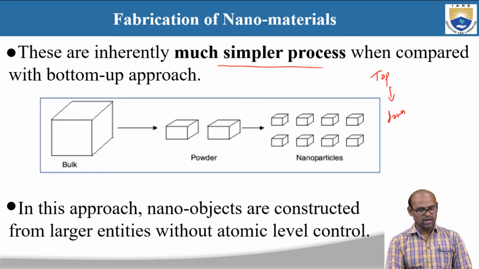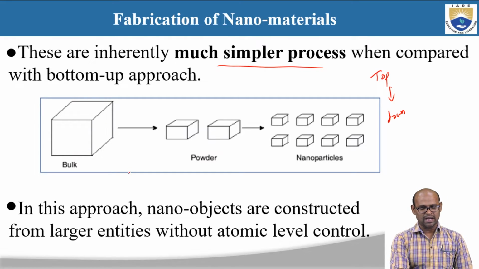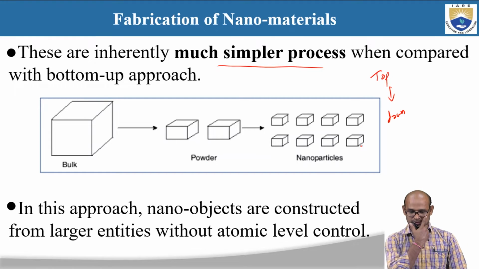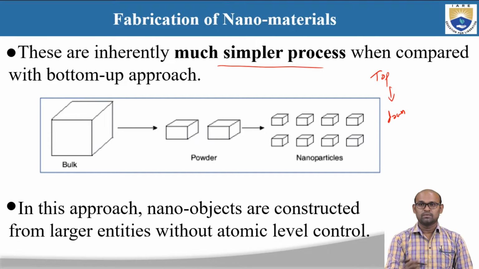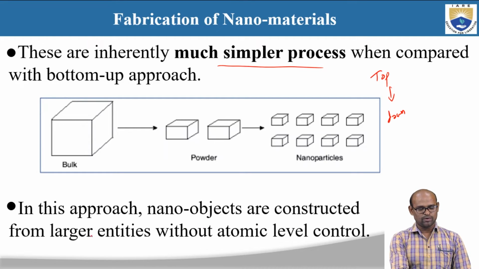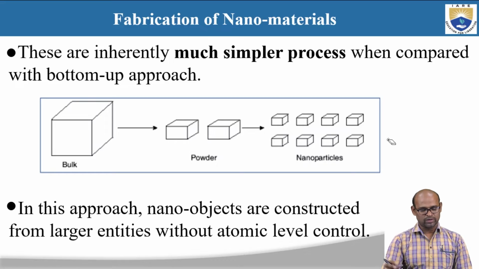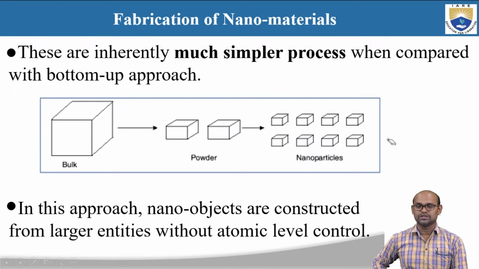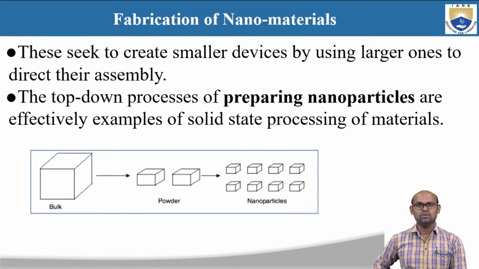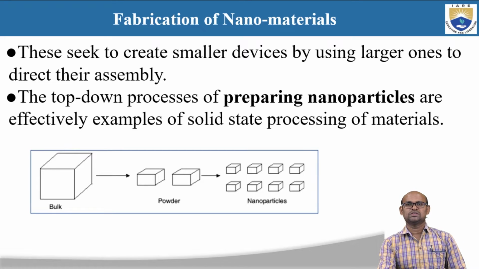Here I have a bulk material, and I am going to divide this bulk material into powder, and then I can get nanoparticles using this top down approach. In this approach, nano objects are constructed from larger entities without atomic level control. So there is no control here, and we can construct these nano objects using this top down approach. These two seek to create smaller devices by using larger ones to direct their assembly.